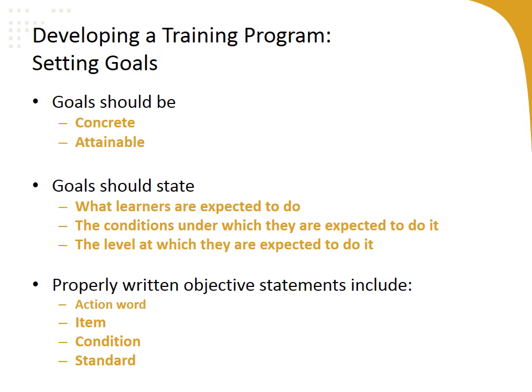So, what you want learners or trainees to do, what they're expected to do, the conditions under which they're expected to do it, and the level at which they're expected to do it. So you want to create objective statements that include an action word, so what they're actually doing, an item, what they're doing it to, the conditions, so the situation, and then the standard for performance. Clarity is really important when you're setting your goals so that you can later go back and see if you met the specific criteria set in your original goals.